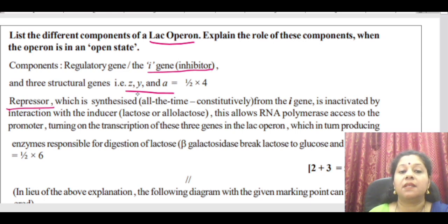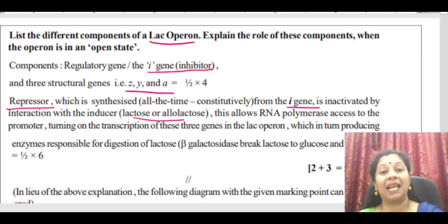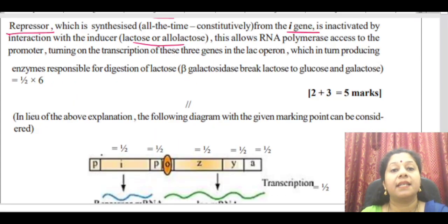Repressor gene, which is synthesized all the time constitutively from the I gene, is inactivated by interaction with the inducer, lactose or allolactose. So in the presence of the inducer, that is lactose mostly or allolactose, it will bind with the repressor protein and does not allow the repressor protein to bind with the regulator site. This allows RNA polymerase access to the promoter. Since there is no repressor, the RNA polymerase can move through it, turning on the transcription of these genes.